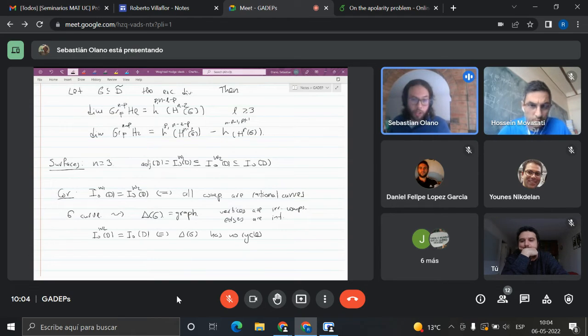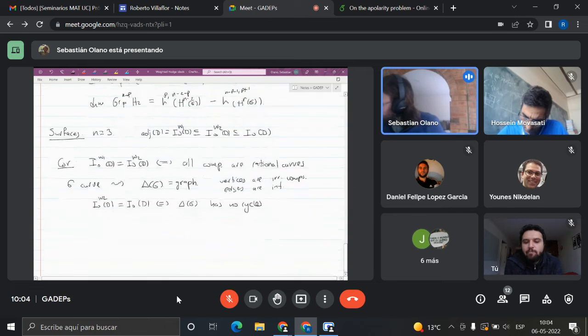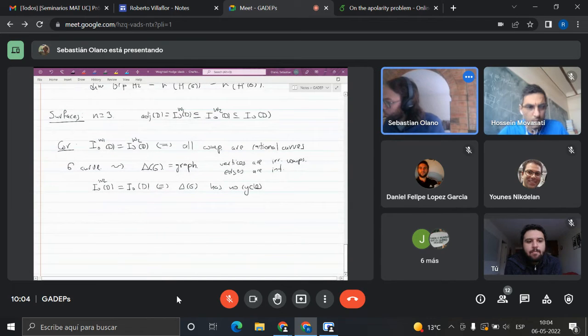Okay? In other words, the contribution from I0 to I0 weight 2, like that jump, corresponds to the first cohomology of a graph, which is captured by the number of cycles that appear in this graph. And this is going to be true for higher dimensions, okay? But let me not write all of these. Okay, so this is basically the picture in low dimension for I0.